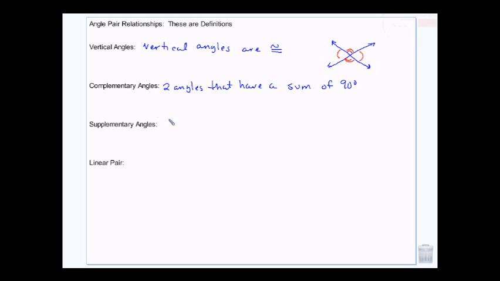You have supplementary, which is along the same idea, except instead of being 90 degrees, they're 180. Okay, so supplementary angles are like complementary angles, except they add up to 180. So they can be attached to each other or they can be floating off in space. If they add up to 180 degrees, they're supplementary. And then a linear pair are two angles that make up a straight line. Two adjacent angles.